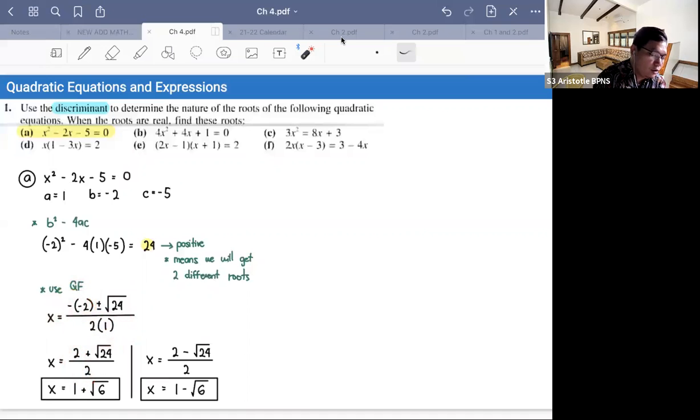And then you separate the plus and minus the square root of 24. So plus and minus the square root of 24. And then class, you just use your calculator for this, and it will give you 1 plus root of 6, and then the other one is 1 minus root of 6. So that's your answer or answers for letter A. So we have two different roots.